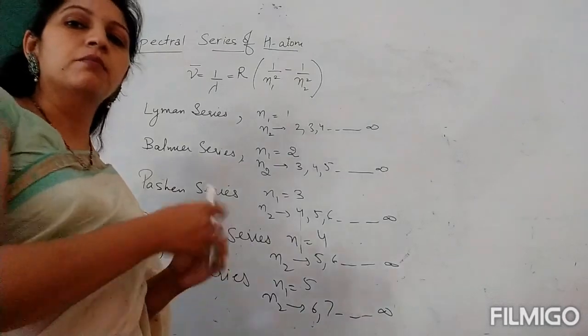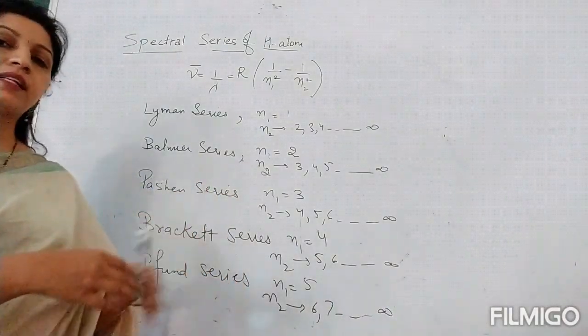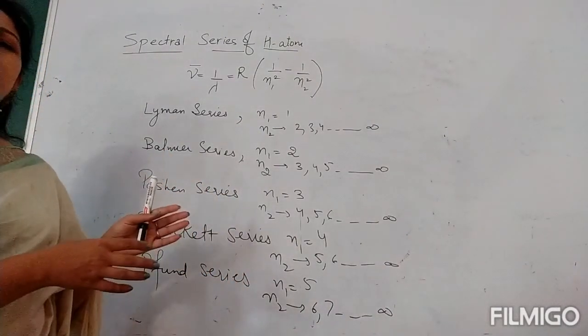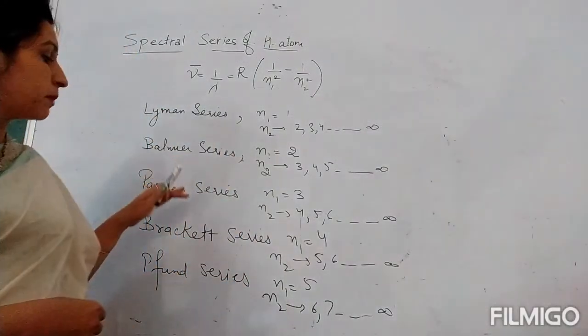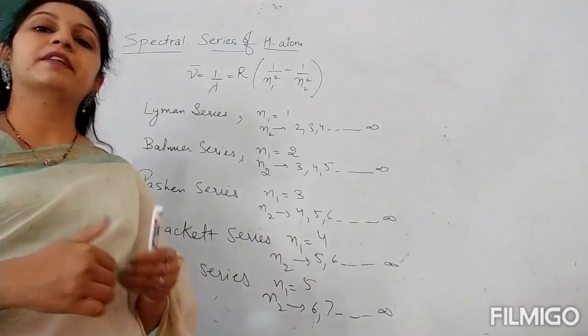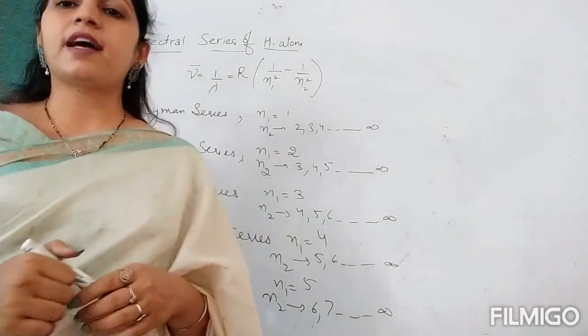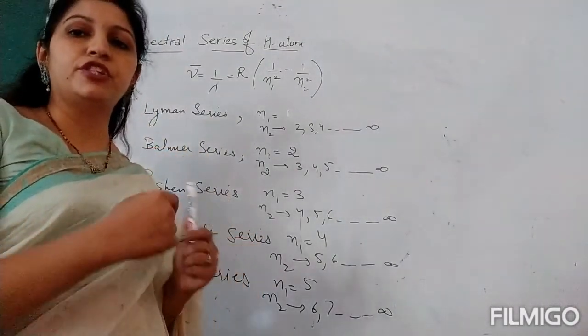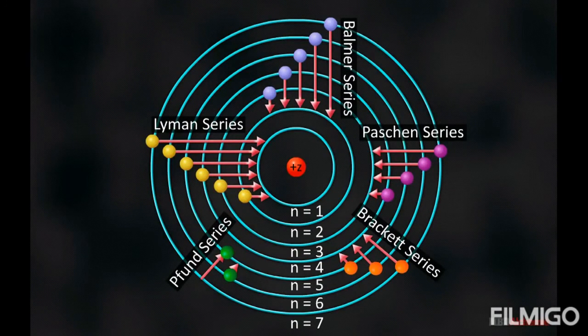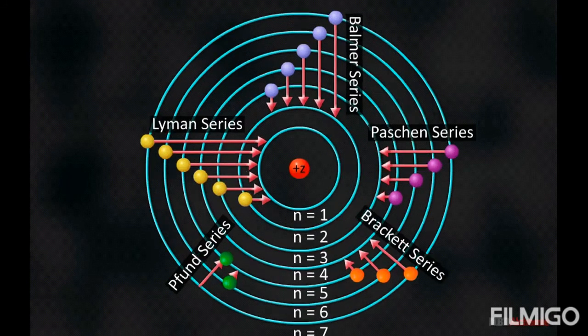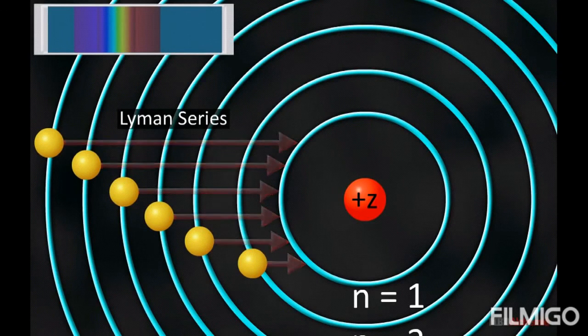Now let us know something more about this series. Next is just an animation where you will see how Lyman, Balmer, Paschen, Brackett and Pfund spectral series are produced. So let us have a look at that animation. This is the diagram representing spectral series of hydrogen atom. Here you can see the first series is Lyman series.